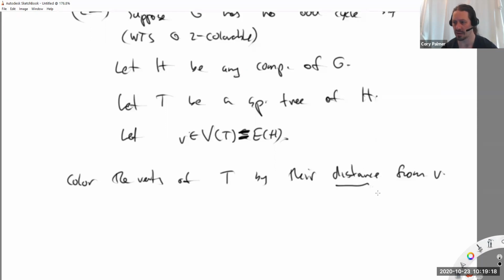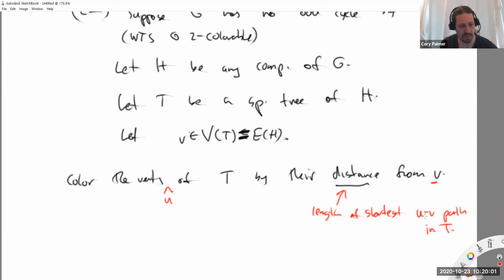So what is distance? I don't think we've defined this in the class, but the distance from a vertex V is the length of a shortest path from V to that vertex there, okay? So color the vertices, say U, of T by their distance from V. And what is distance? This is length of shortest UV path in T, right? And that's very easy to compute in a tree. In trees, the UV paths are unique. So you don't have to worry about shortest, just find how far away it is, right? Find the number of edges you need to get from V to U. And we're gonna use that information to color somehow.